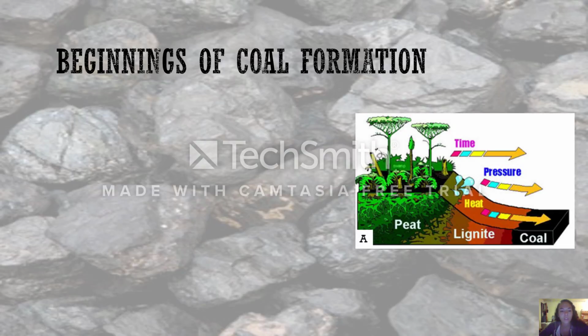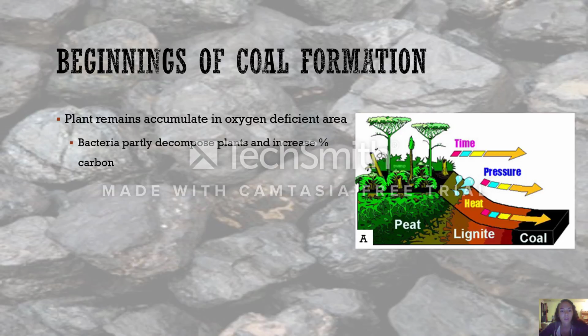So, coal formation starts with the accumulation of plant remains in an oxygen-deficient area. Oxygen content must be low, otherwise the plants will decay as usual and they won't have a chance to accumulate. Coal takes so long to form because plant debris accumulates slowly, and a lot of it must accumulate before any coal can actually be formed due to compaction.